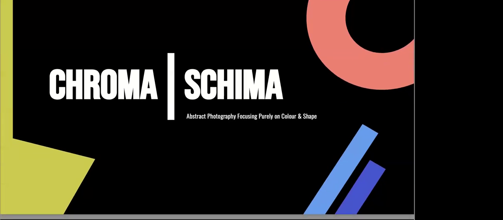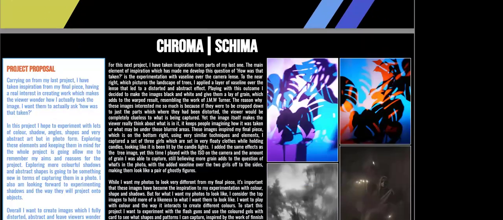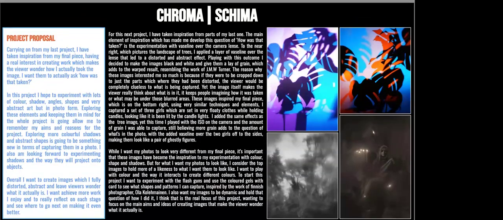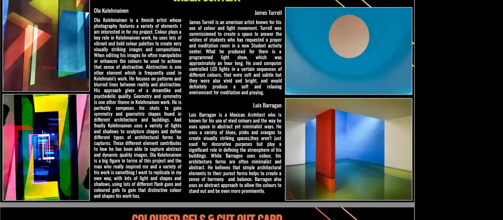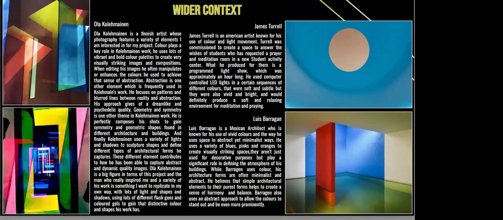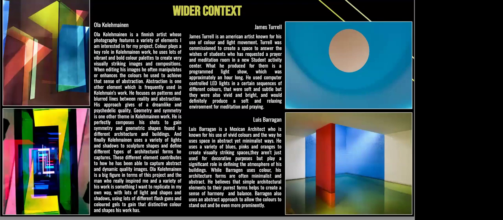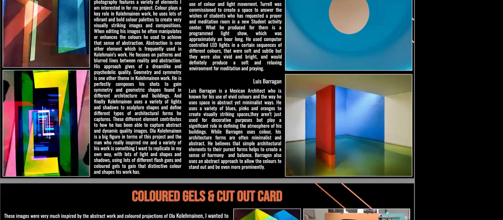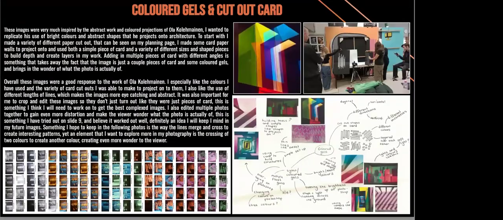So we're now looking at another element of that. That was the first part of a Component One submission. This is a second part. Abstract photography focusing purely on color and shape. So it's a bit more colorful. You could argue that if you were to edit it down, what kind of difference would it have made to the final performance level?